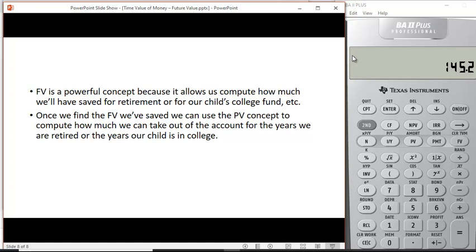And this is a powerful concept because it allows us to compute how much we'll have saved for retirement or for our kids' college education. Once we find the future value, we can use the concept of present value to determine how much we can take out of the account when we're retired or when our child is in college.